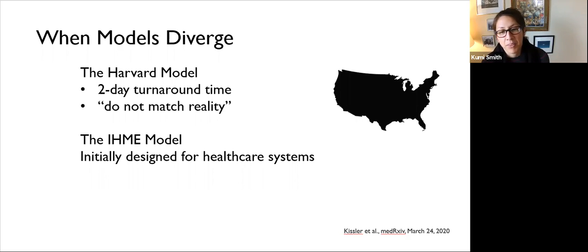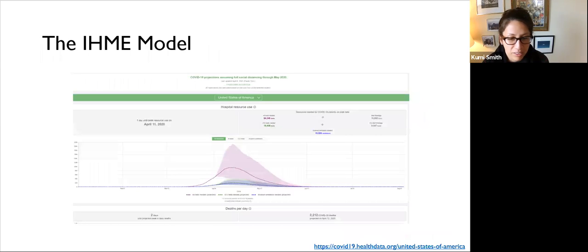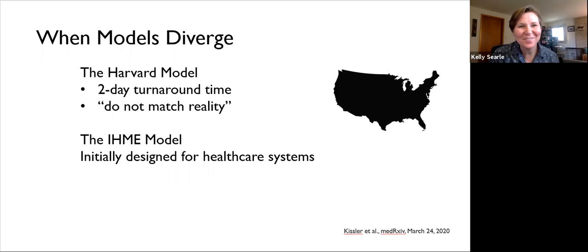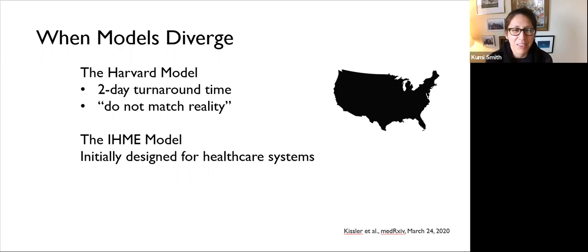And the other model that I think has now been sort of upheld by the same people in the White House is what is now being called the IHME model, which stands for, help, Kelly, I forgot to put it in. It's the Institute of Health Metrics and Evaluation. Thank you. We think of it as the UW model. This comes out of the University of Washington.